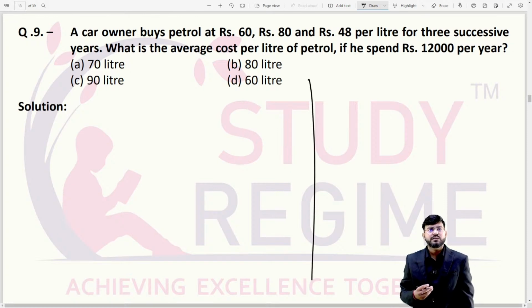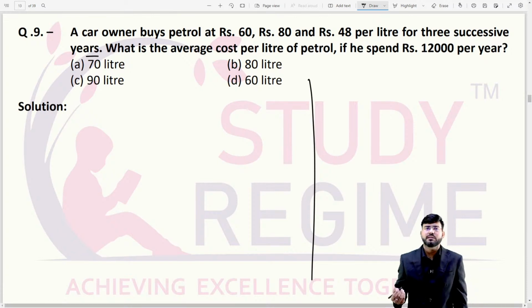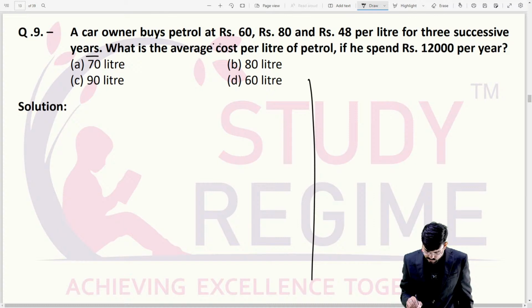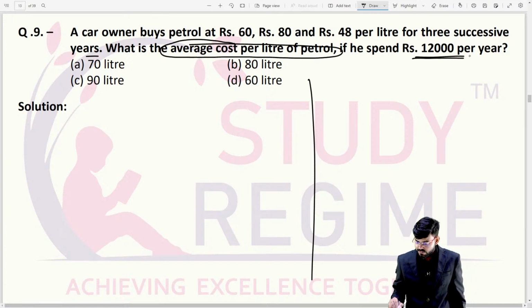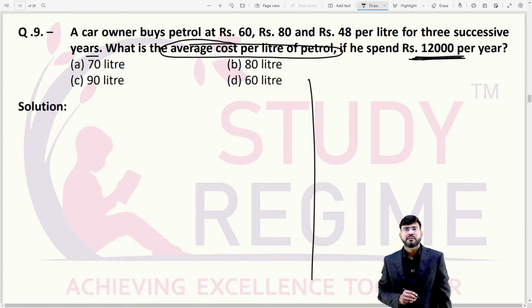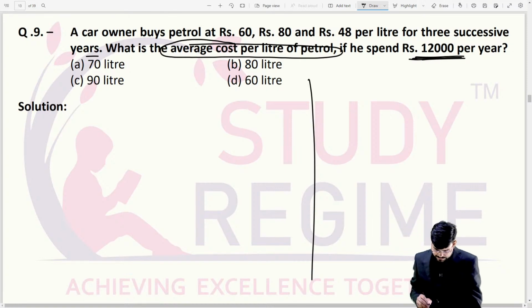First you have to read the question properly, then only you will understand what the question is asking. A car owner buys petrol at rupees 60, rupees 80, rupees 48 per litre for 3 successive years. Successive means continuous years. What is the average cost per litre of the petrol if he spent 12,000 per year? Here the question is asking that you have to find the average cost per litre of petrol if he is spending 12,000 rupees per year.